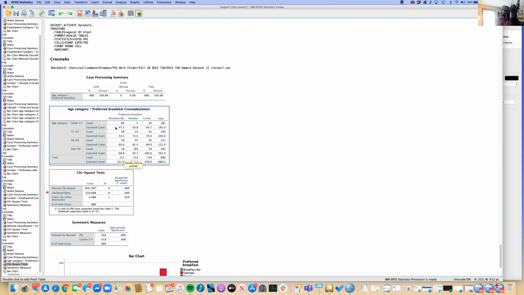We would expect, if there were no relationship between age and preferred breakfast, that of the folk who are under 31, 47 of them would prefer a breakfast bar. But in actuality, we have 84. Same thing with oatmeal. We would expect 63.8, or 64, folk under 31 to like oatmeal. Only 4 do. So you can immediately see the difference between expected count and what we actually got. And what we actually got is what really drives whether or not there's a relationship here.